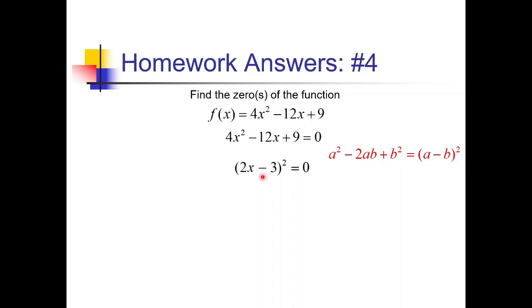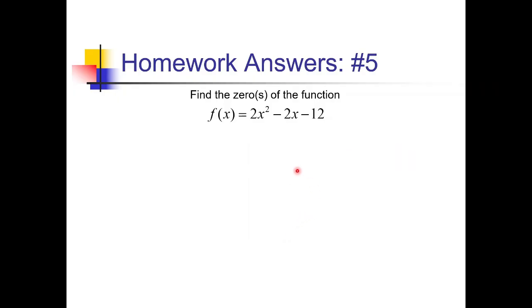So this is good. So let me just set this equal to 0 and solve now. So if 2x minus 3 equals 0, I can add 3 to the other side and have 2x equals 3. And then I just have x equals 3 over 2, or 3 halves, for my final answer.